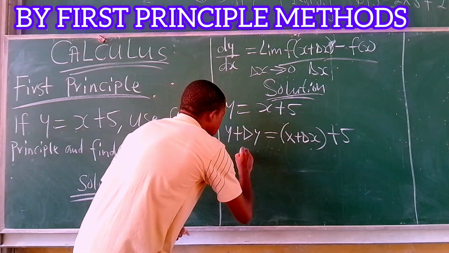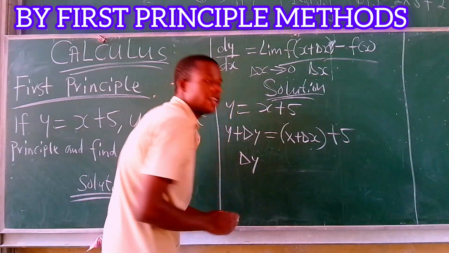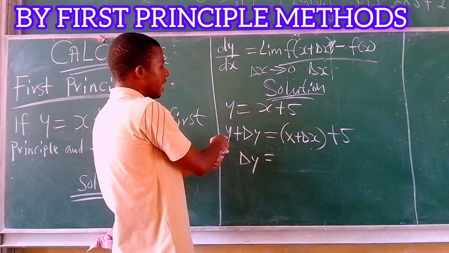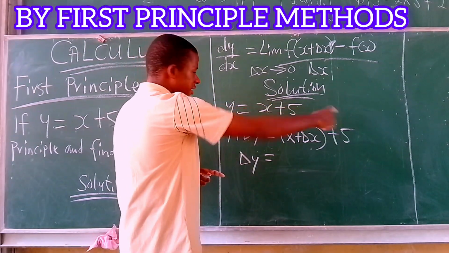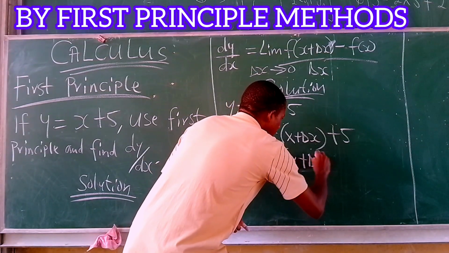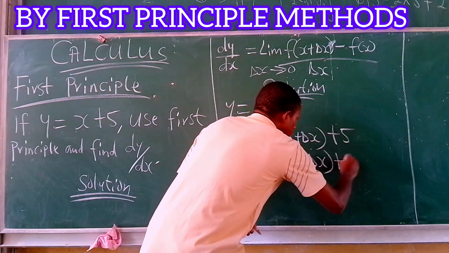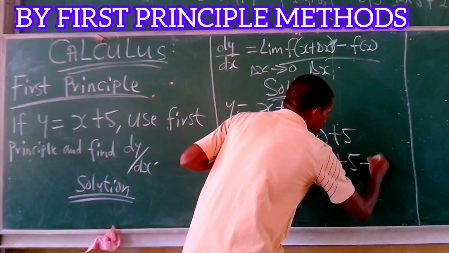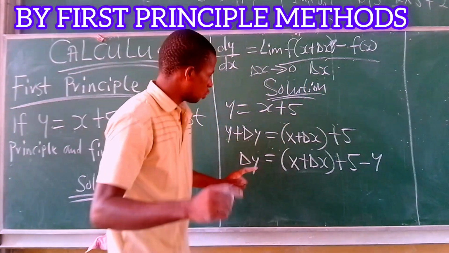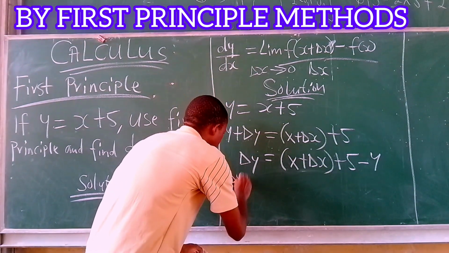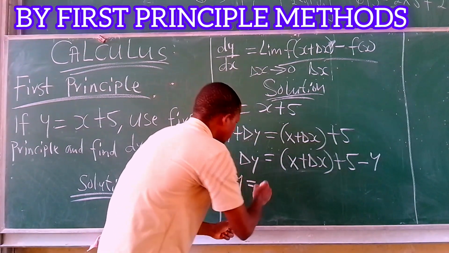Now I'm saying that our delta y, we try to make delta y the subject at this point. If we make delta y the subject, you know that this y now will come to the right hand side. So we are going to have bracket x plus delta x, right? Plus 5. When this y changes to the right hand side, we will have what? Minus y. I hope you understand. That's good. We are having minus y here. Now our delta y becomes equal to what?